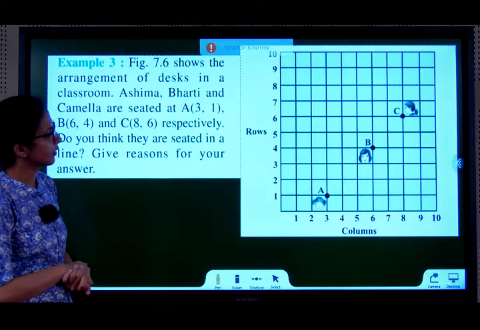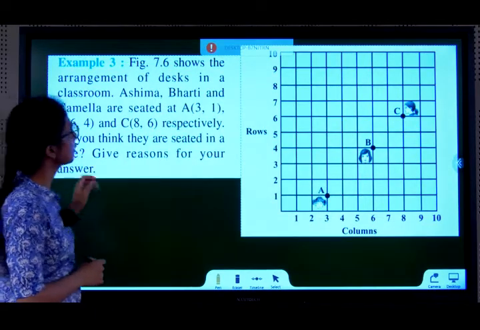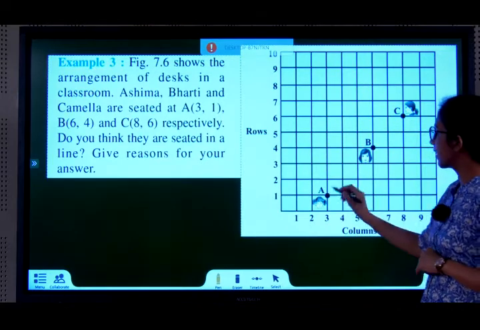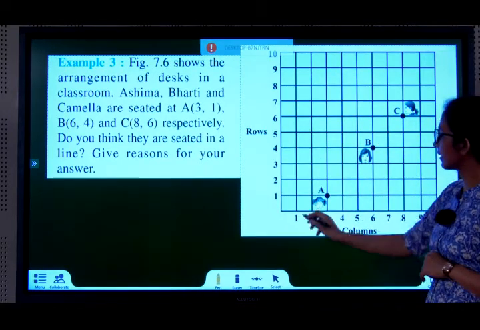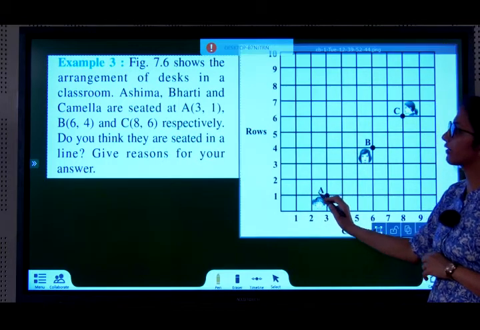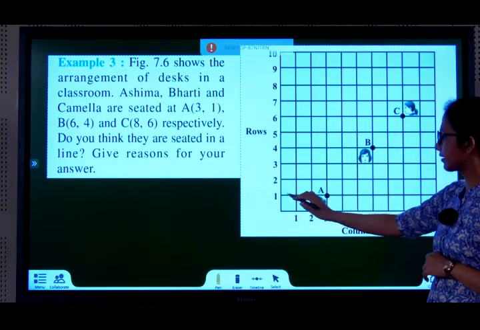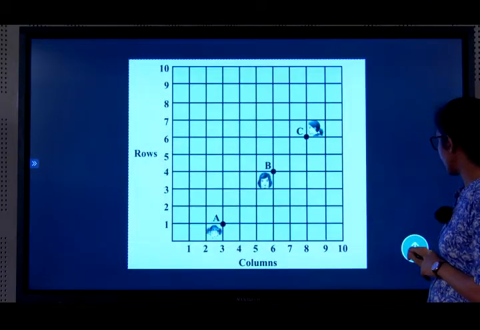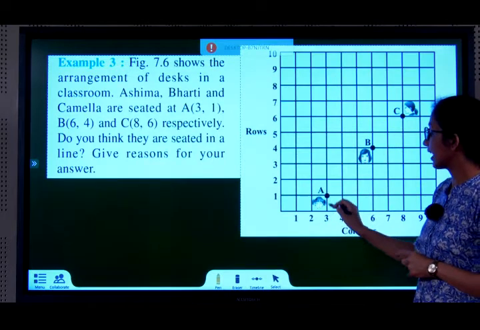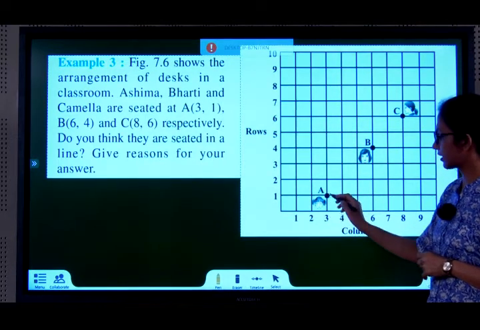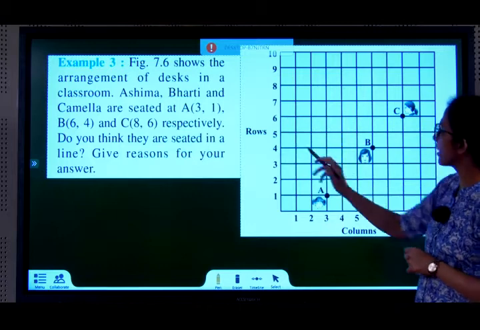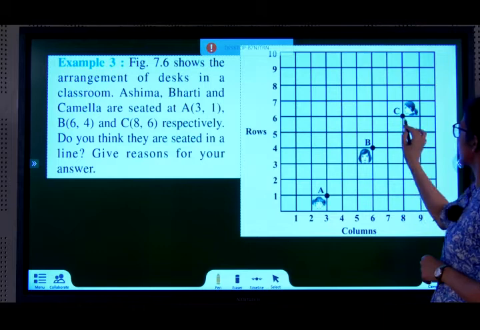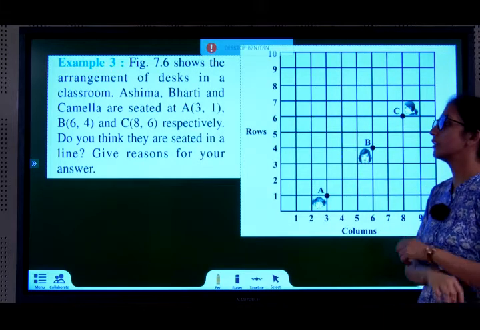Example 3. Figure 7.6 shows the arrangement of desks in a classroom. Ashmita, Bharti and Kamala are seated at 3, 1. You know to read a graph, right? First read the x-axis, then read the y-axis. So A is 3, 1. B is 6, 4. And C is 8, 6.